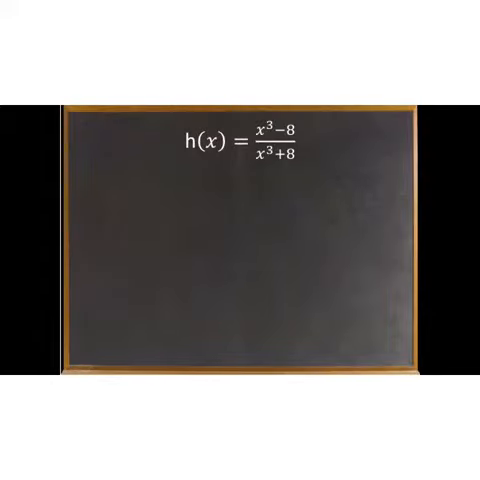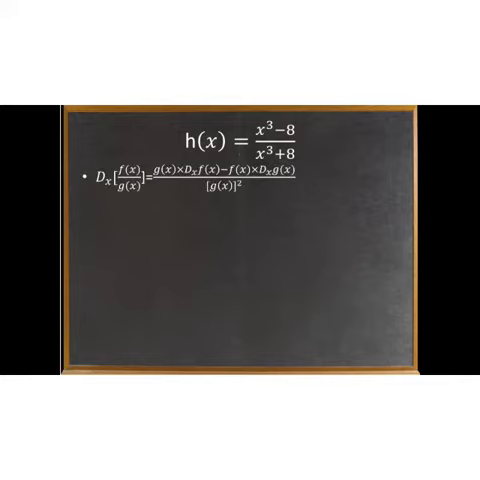This is the problem that we have chosen for our group, which is h of x equals x cubed minus 8 over x cubed plus 8. To find the derivative of h of x, we will have to use the quotient rule, which is this.